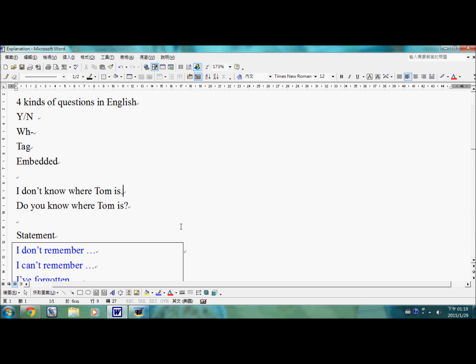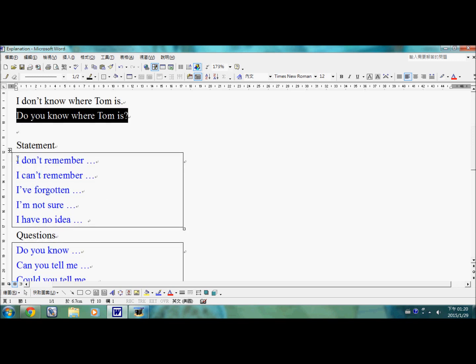But it can also be a question. Now, do you know where Tom is? You can see that the main clause is written in the form of a question. So it ends with a question mark. Now, in this case, it is a question. So we know that embedded questions can be used as replies to questions, or we can use them to ask other people.